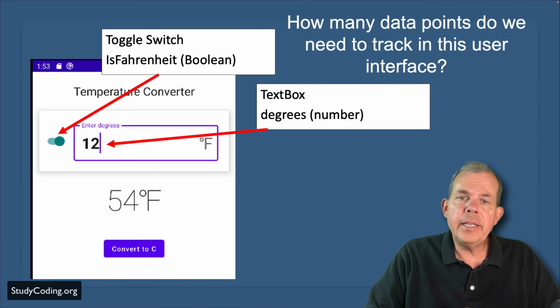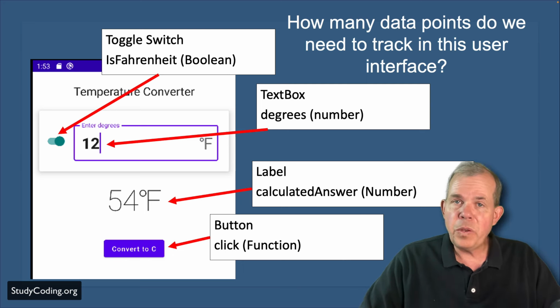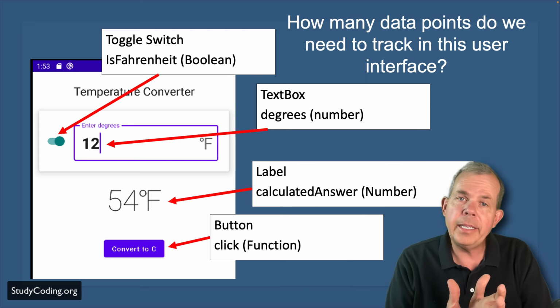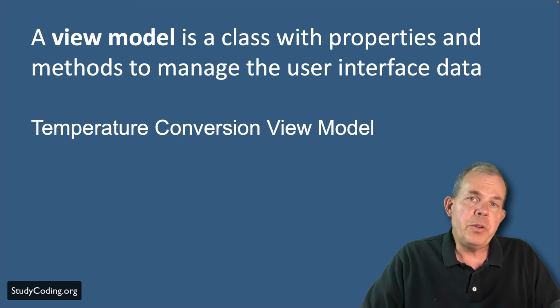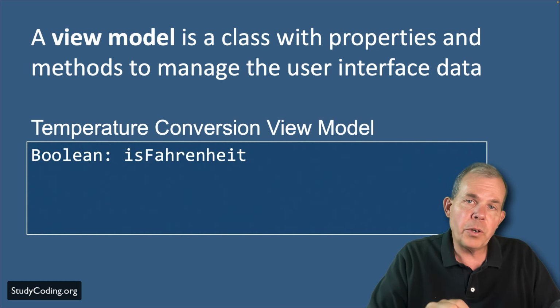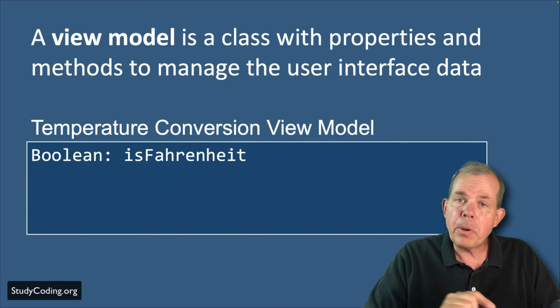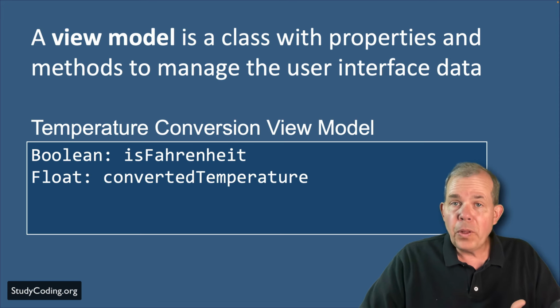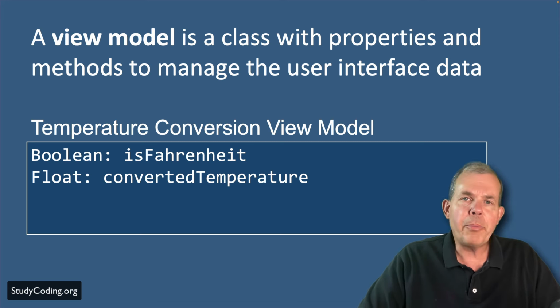In the preview, I showed you some of the things that we're going to program in this view model. All of this fits together in the same package. You could handle each one of these as a separate variable, but a view model allows us to combine them. So a view model is a class with properties and methods to manage the user interface data. If I were to come up with a view model for this, I would say the temperature conversion app has to have a property called isFahrenheit. It's a Boolean value. It would also have a number that is our calculated temperature. I think we're going to use integers in this example.